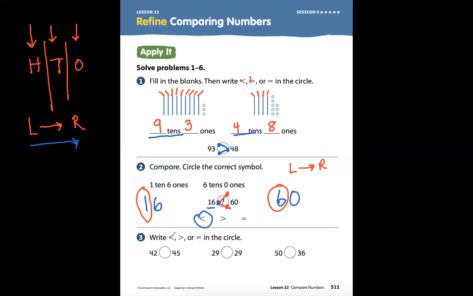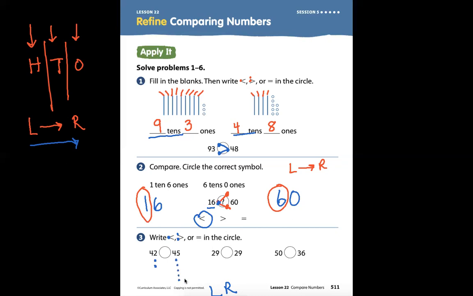write less than, greater than, or equal in the circle. Because we read from left to right, that's how we read it when we're finished. But what I like to do is find the bigger number first. So we have 4 tens and 2 ones, 4 tens and 5 ones. The tens place is the same, so we look to the ones. Here we have 1 one, 2 ones, 3 ones, 4 ones, 5 ones.